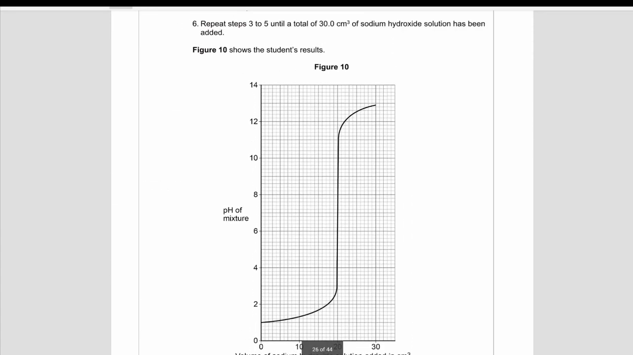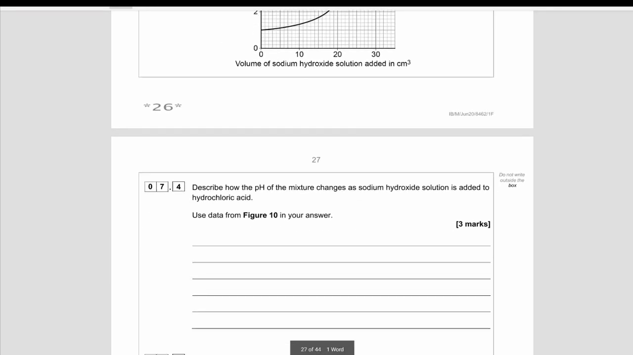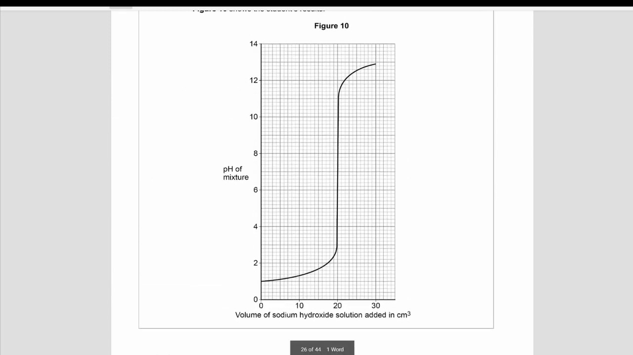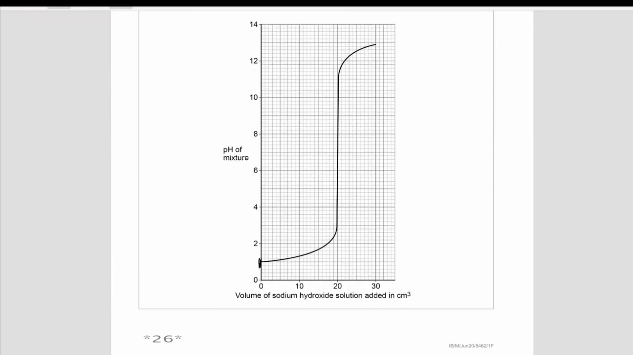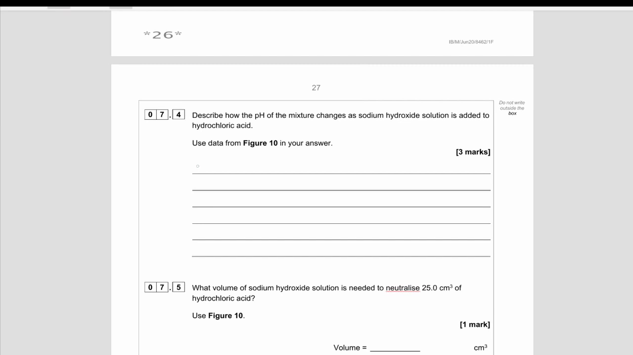Figure 10 is our graph. So you're going to have to use data from this graph in the answer that you give as you describe the pH change. We're going to start off by talking about this initial section from 0 up to 20 centimeters cubed. We're going to talk about the fact here that from 0 to 20, the pH increases.